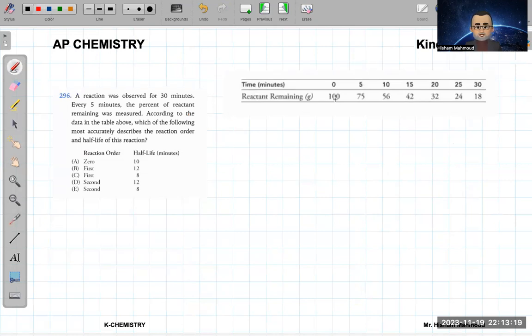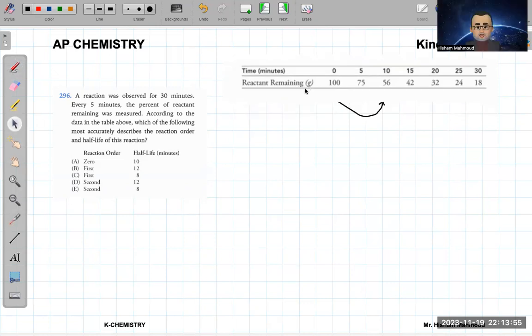I can see that after 5 minutes, it changes from 100 into 75, and after 10 minutes... So how can I find the order of the reaction and its half-life? It was 100. When does it become 50, half? Almost 10 minutes to become half.